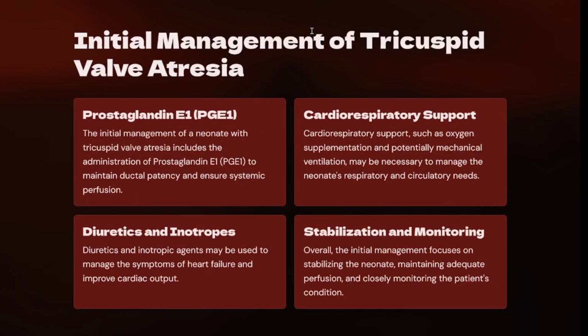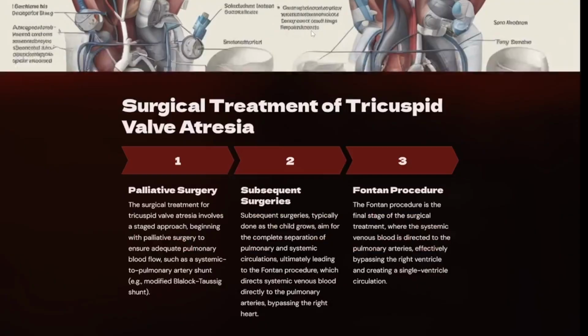Question 4. What is the initial management for a neonate diagnosed with tricuspid valve atresia? Initial management includes medical stabilization with prostaglandin E1, PGE1, to maintain ductal patency and ensure systemic perfusion. Cardiorespiratory support may be necessary, including oxygen supplementation and possibly mechanical ventilation. Diuretics and inotropic agents may be used to manage heart failure symptoms.